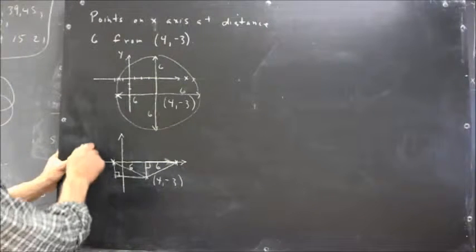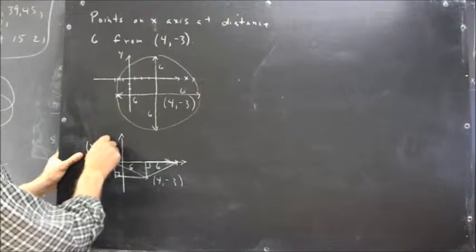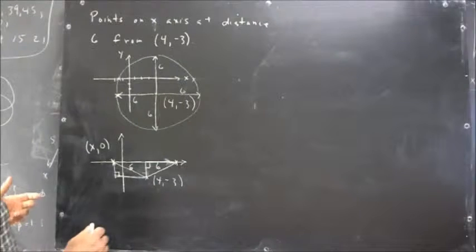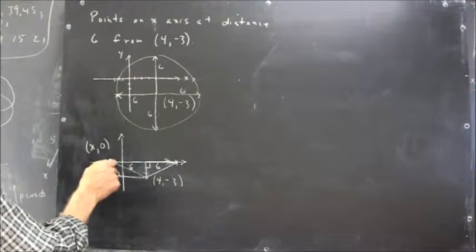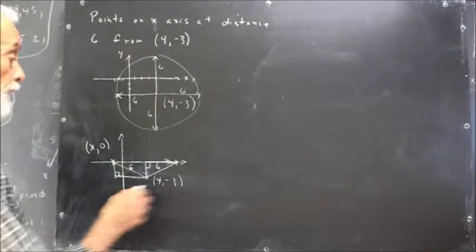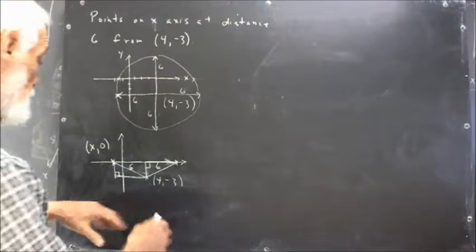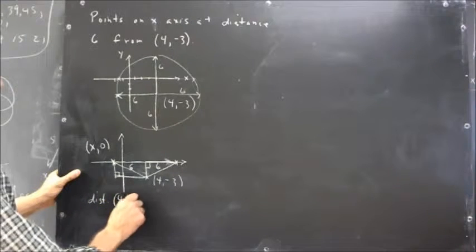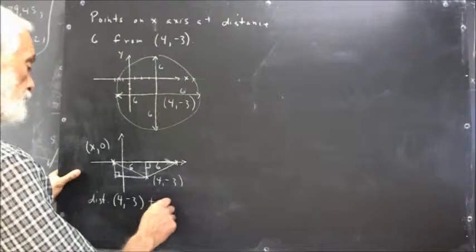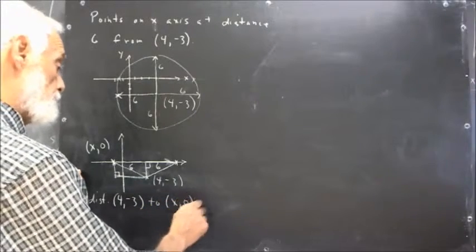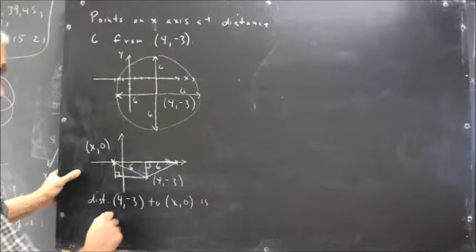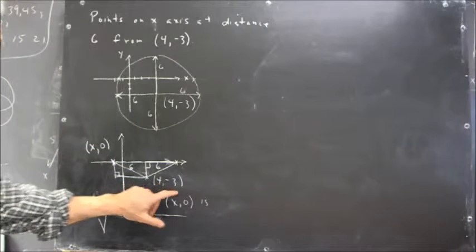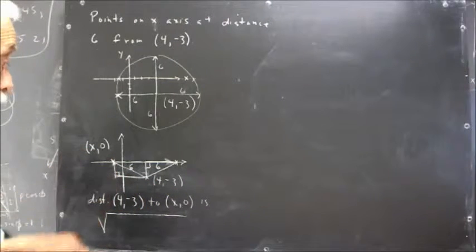So if, for example, this point is (x, 0), then what's the distance of this point from (4, -3)? Now we know it has to be 6, but let's get the expression for the distance. So the distance between (4, -3) and (x, 0) is what? Well, if we understand the Pythagorean theorem, we know that this leg is just 3, because we're at -3 here, we're going to go up 3.